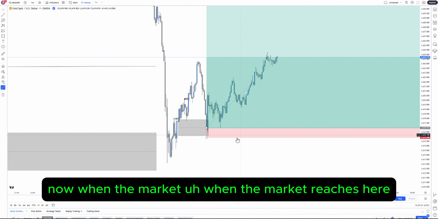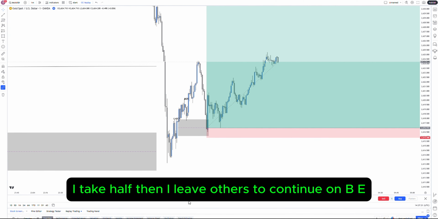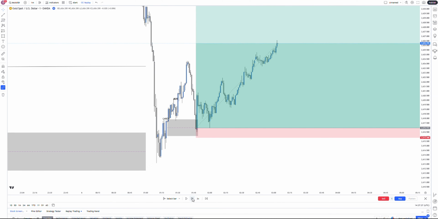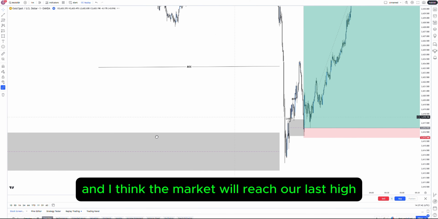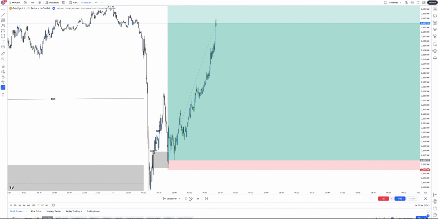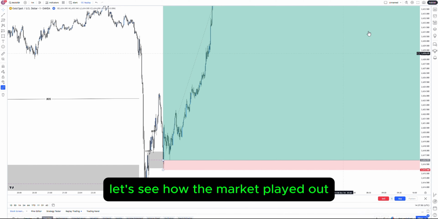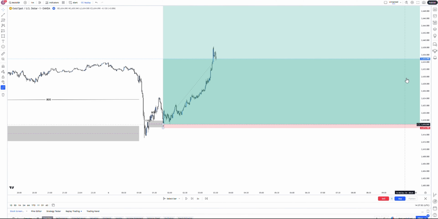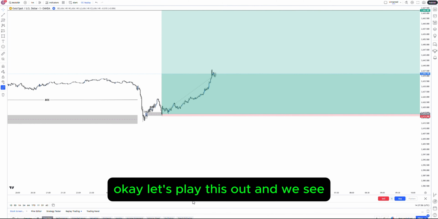Now when the market reaches here, that should be your first TP, and you close half. Like me, I do partials. I take half, then I leave the others to continue on BE. Then the market continues high, and I think the market will reach our last high. Let's see how the market played out.